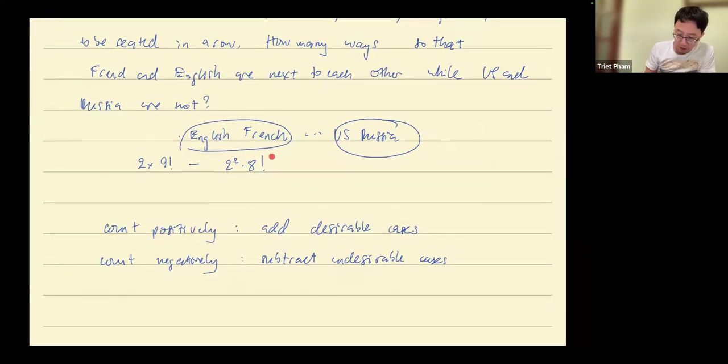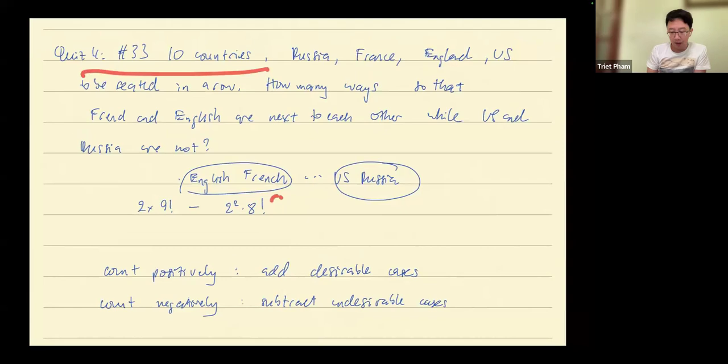But in this problem, I would say that counting positively is really a pain. If you want to count cases when French and English are sitting next to each other, but US and Russia are not, I encourage you to think of counting positively here to appreciate the answer. It depends on where the English and French people are. It affects how you sit the US and Russia. It's not that painful, but you have to do it case by case by case, and it's really long.